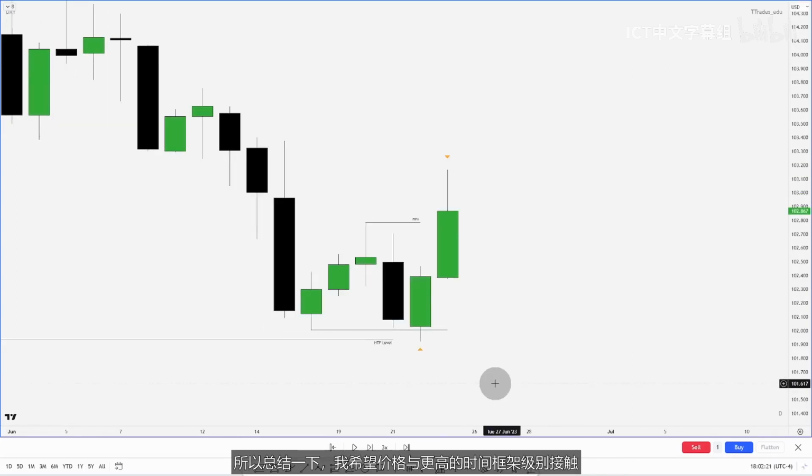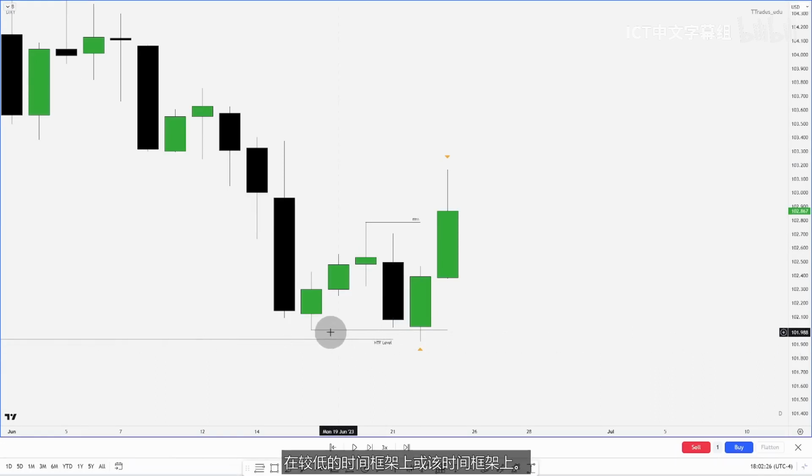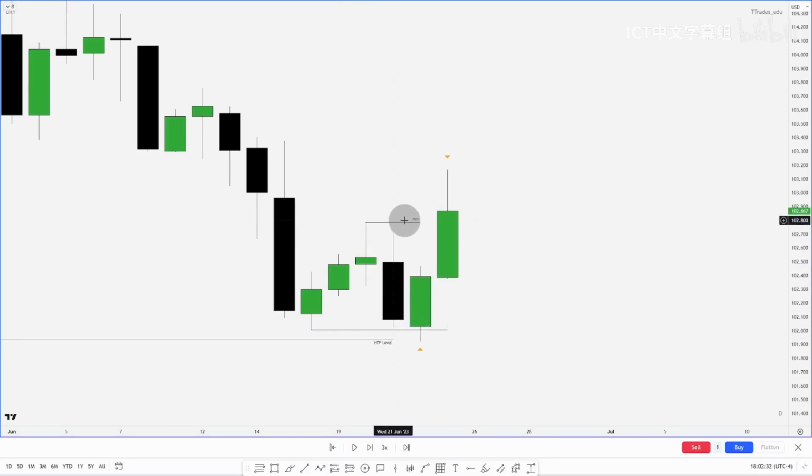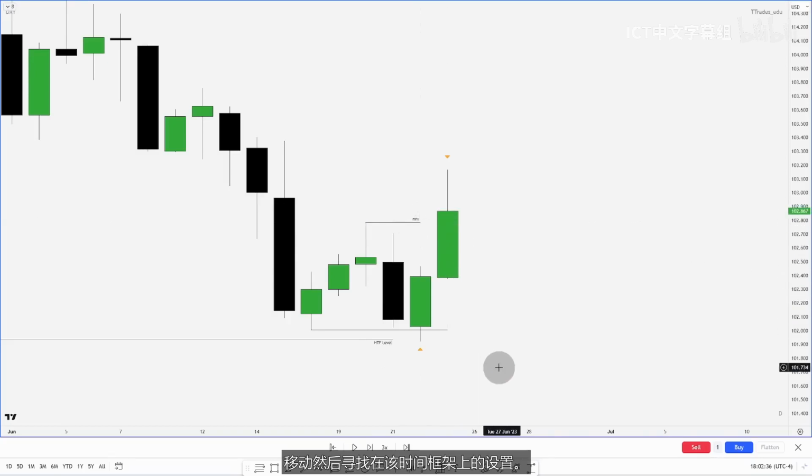So in conclusion, what I look for is price to engage with a higher time frame level on a lower time frame, or that time frame, price to sweep a low or a high before closing over structure, making our market structure shift, and then looking for a setup on that time frame.